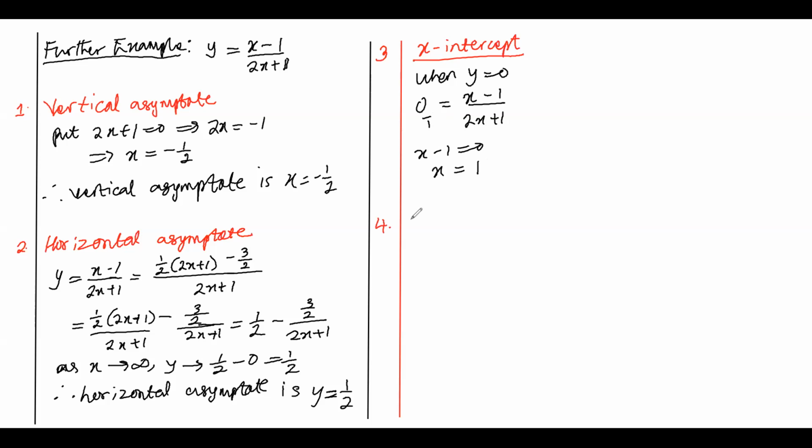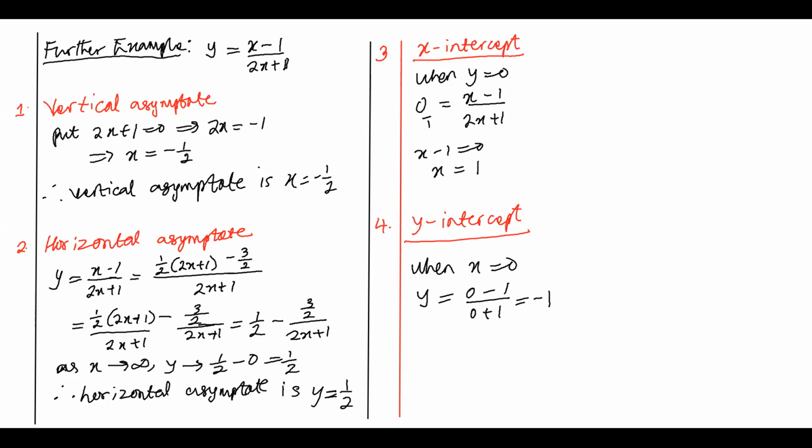Then the y-intercept. The question says find the y-intercept. Just say when x is equal to 0, then we put 0 here: 0 minus 1 over 0 plus 1, and that is just minus 1. We're going to need this and what we call the sign diagram to sketch next lesson.